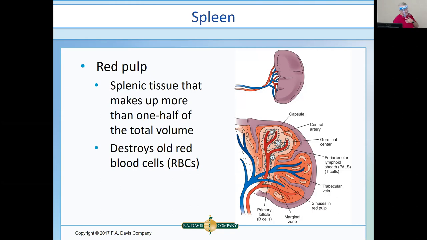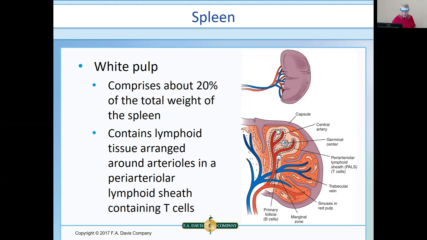White pulp, that's the other part of the spleen, and this goes for any lymphoid organ, they kind of have the same look to it. The white pulp contains the lymphoid tissue. So you see that we get some T cells in here. When the blood comes into the spleen, we've got some B cells here too. So our lymphocytes are hanging out in the spleen. If that's where the blood circulates in, then that'd be a great place to process anything in the blood that's not supposed to be there.